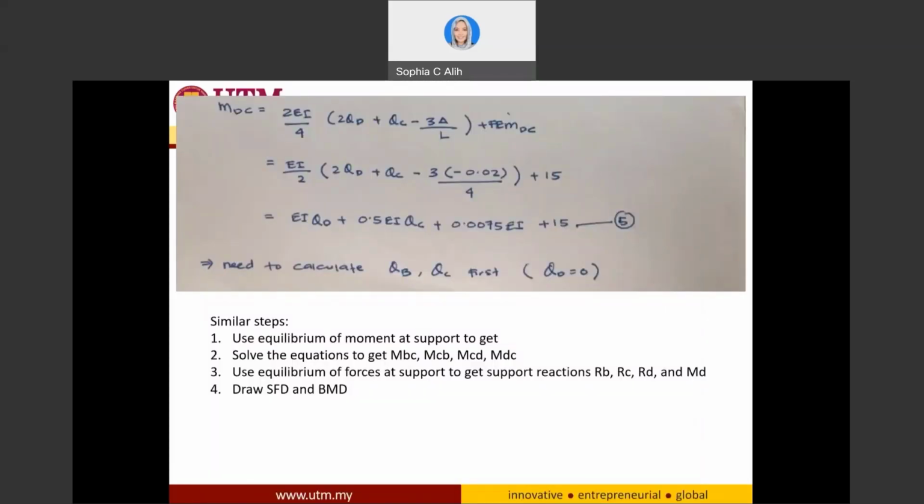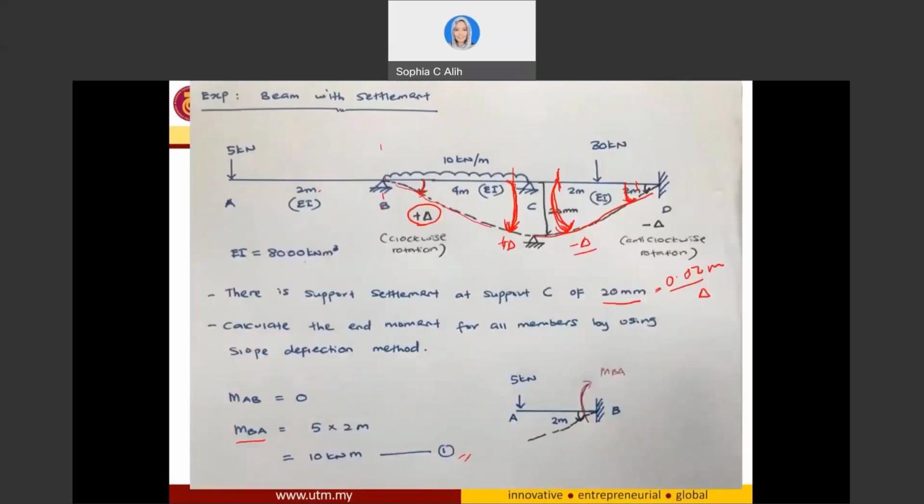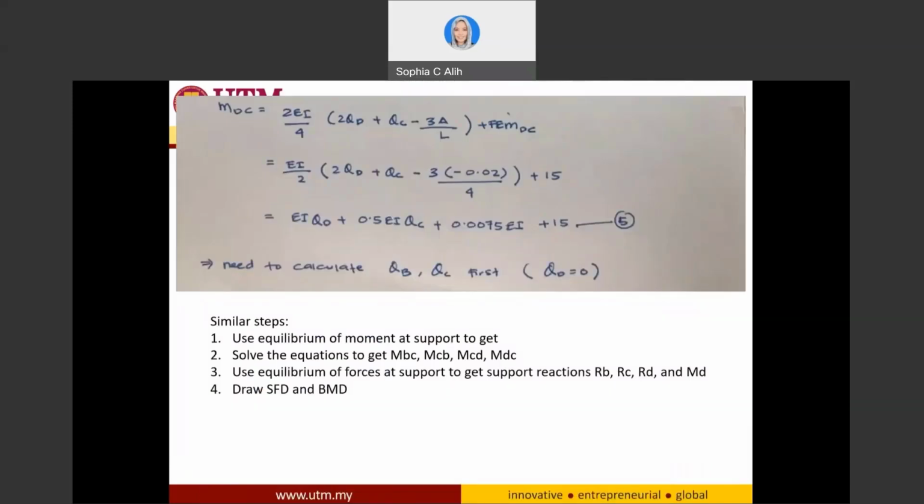And for MDC, since the angle due to this settlement, our beam deflected this way. In other words, the rotation is counterclockwise. So since it is counterclockwise, it's going to be negative delta. So negative delta, you put it here, and it's going to be negative 0.02 for MDC.